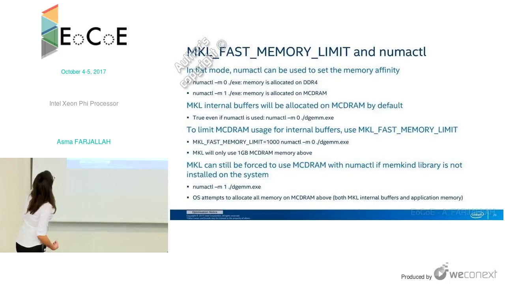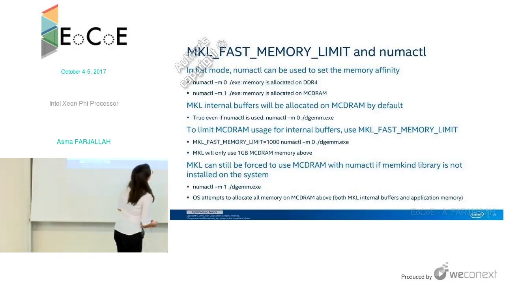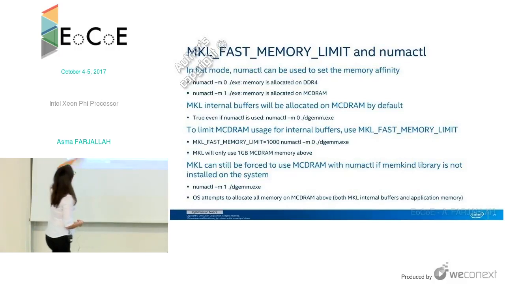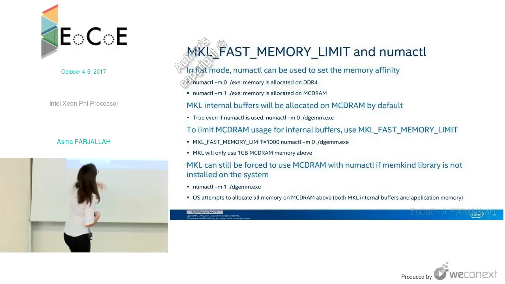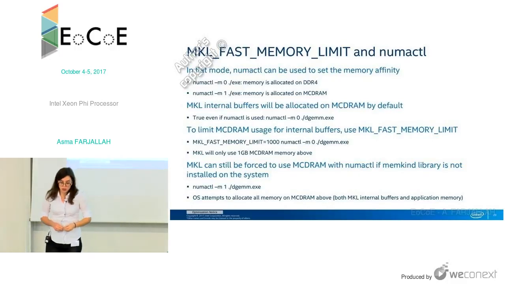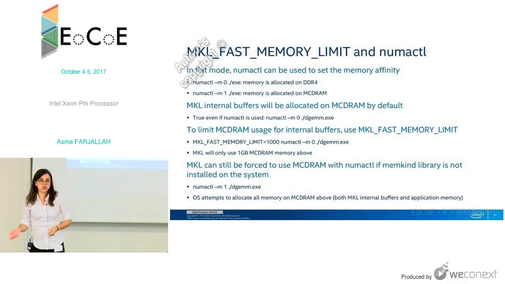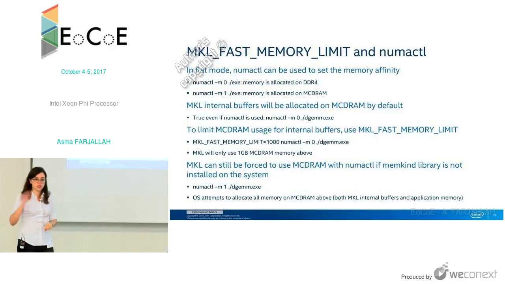Again, this is the MKL fast memory limit. Another usage for it is for the internal buffers of MKL. You can limit the usage of MCDRAM to a certain amount; in this case, for example, it's set to 1 gigabyte. Also, if you are in flat mode, you need to use the numactl -m utility to choose MCDRAM or DDR.